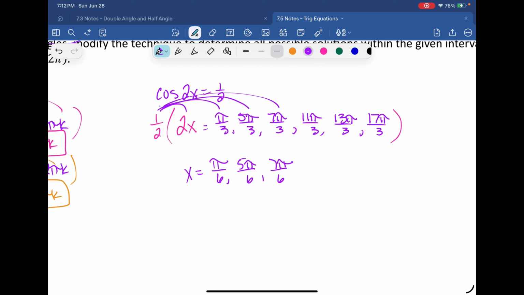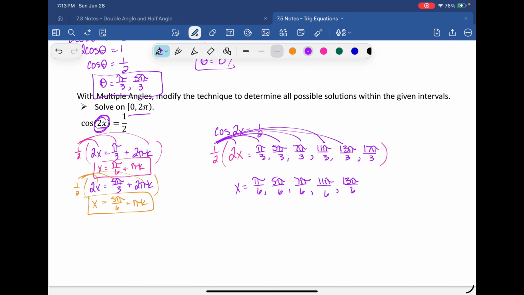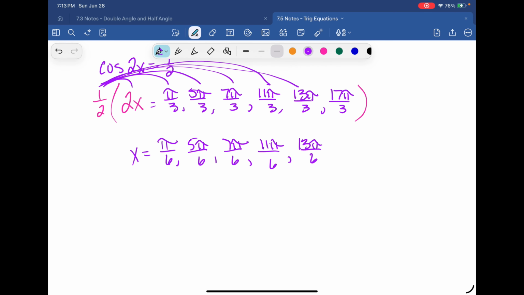7 pi over 6. 11 pi over 6. 13 pi over 6, and that's where I'm going to stop because I'm supposed to stay between 0 and 2 pi. 13 pi over 6 is too big. So these are my only 4 solutions.